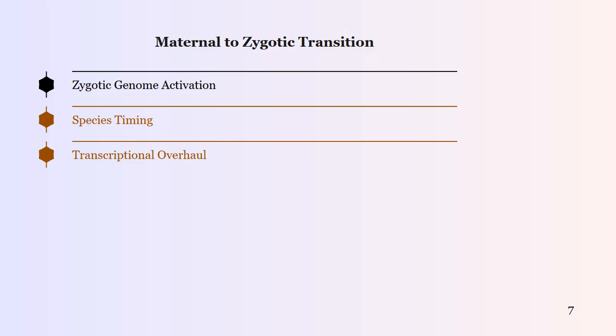7. Maternal to zygotic transition. Zygotic genome activation. The embryo eventually shifts from relying on maternal factors to synthesizing its own proteins from its own DNA. Species timing. The timing of this activation varies. It occurs at the 2-cell stage in mice and the 4 to 8-cell stage in humans. Transcriptional overhaul. This transition is a critical genetic milestone where the embryo assumes control over its developmental program.